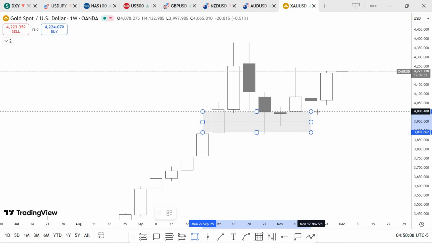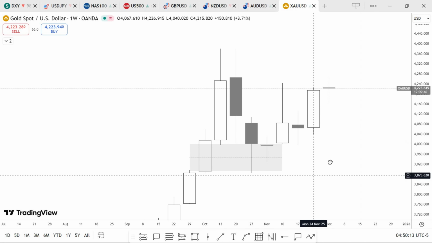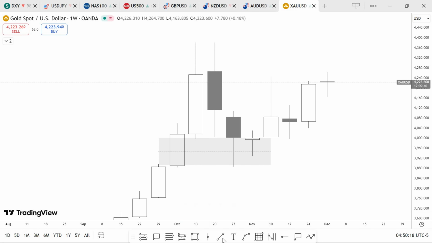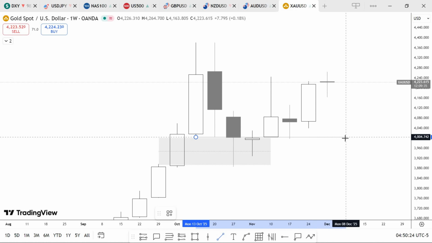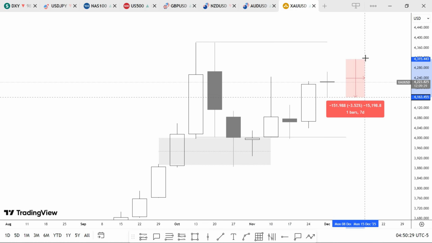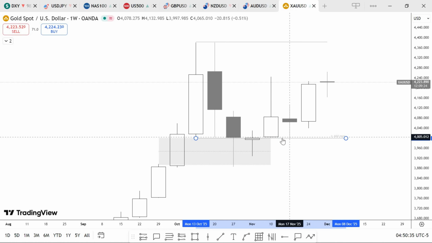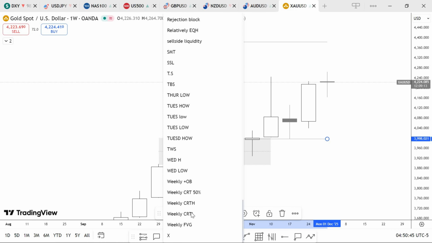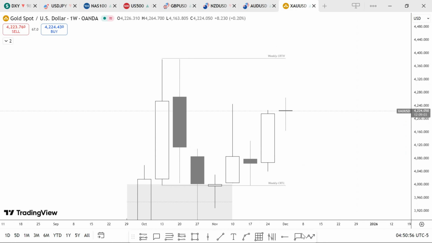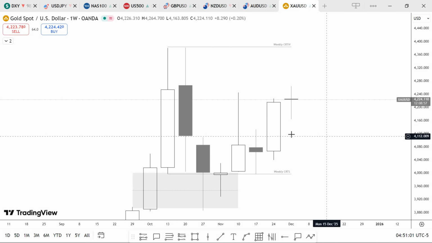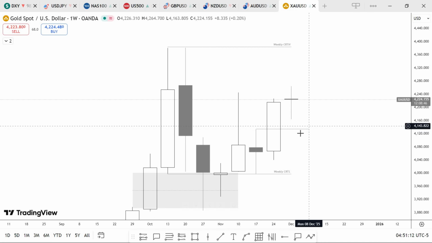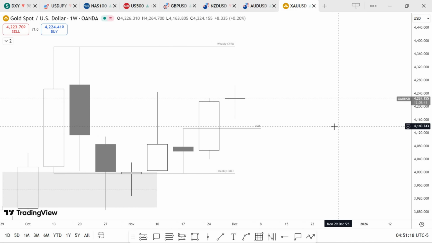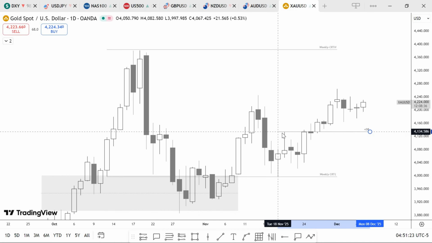We have a weekly fair value gap there, which price has recently respected, meaning that the price is bullish. As you can see, price is trying to go up. We have a candle range which was respected there. That is the weekly candle range. We have the weekly CRT low and the weekly CRT high. As you can see, price is bullish in the weekly time frame, and it has respected this bullish weekly candle range. So this means that the gold is bullish in the long term, and we are looking to target the weekly CRT high. So we have a weekly order block there.